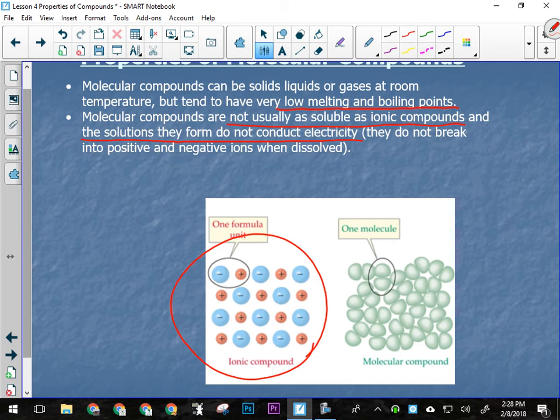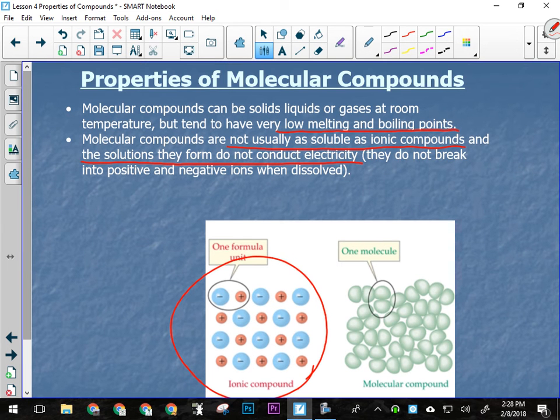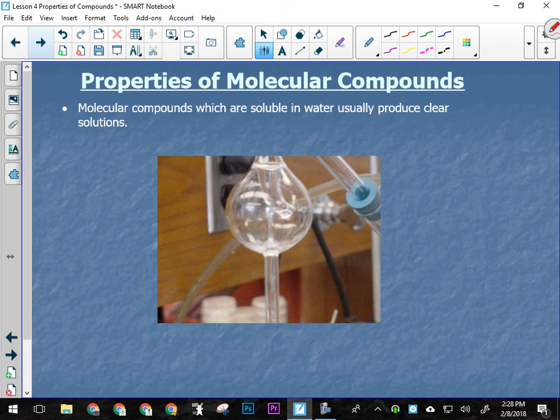All right, questions on the properties for molecular compounds? Now, molecular compounds that are soluble in water will produce clear solutions. There are basically going to be no colored molecular compounds that would produce a colored solution when soluble. Think about it, you put sugar in water, it's just clear. Alcohol in water, it's just clear. And alcohol does dissolve in water, by the way. You guys probably don't know that because you're not old enough to get alcohol, but just so you know, alcohol does dissolve in water. It is soluble.